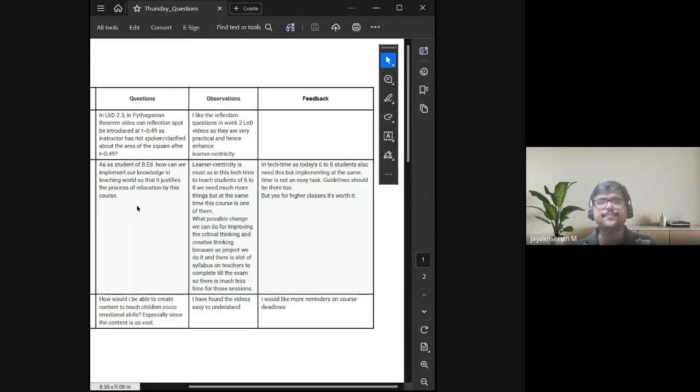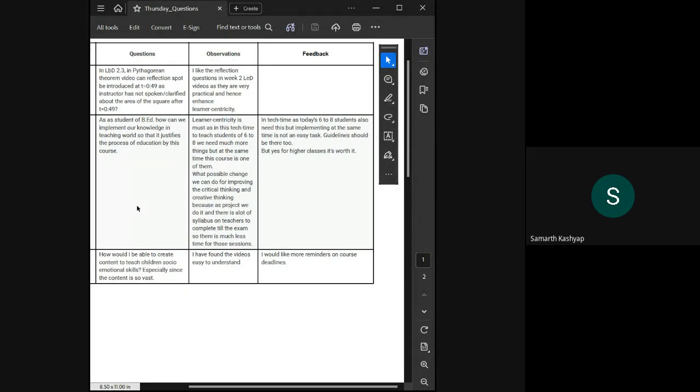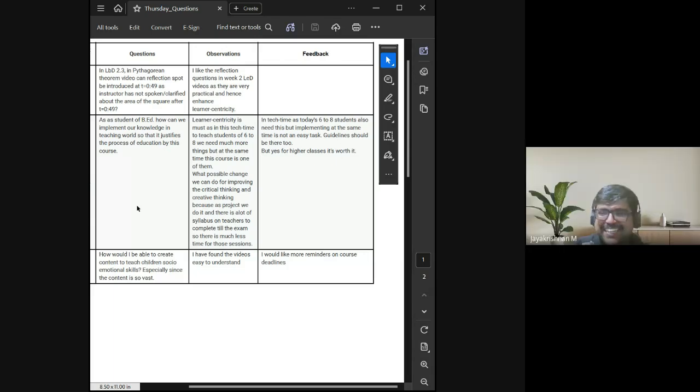So the next question is, as a student of B.Ed, how can we implement our knowledge in the teaching world so that it justifies the process of education by this course? Too generic. These are deeper questions. Why am I teaching? Why am I learning? It goes up there to some places. But it would be interesting to listen to the observation as well as the feedback.